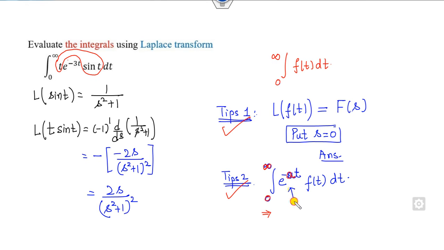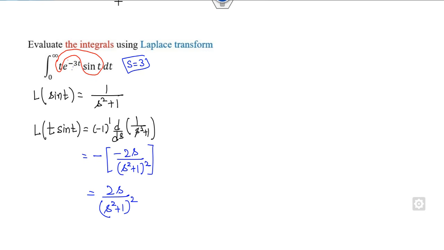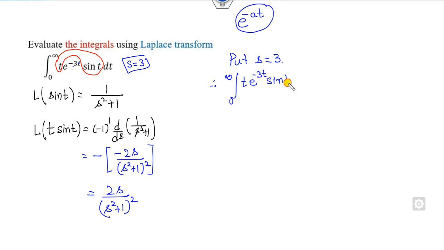Now if you want to apply this rule, you can substitute s equal to 3 and you will get the right answer. I can solve this question by both methods. Always compare with minus a t, so a will be 3. So put s equal to 3 in this case. Therefore the integral of t e raised to power minus 3t sin t dt is 6 over 9 plus 1 whole square, that is 6 over 100. That means 3 over 50 is the right answer of this problem.